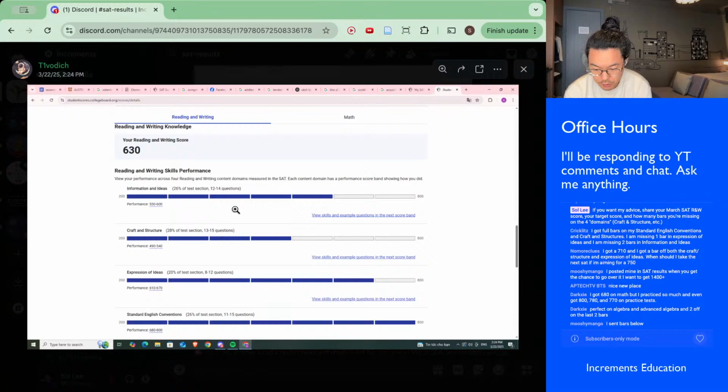Tivodik is 630 with expression, with perfect grammar, and weakness in craft and structure, especially with some weakness in expression of ideas. Actually, Tivodik is kind of interesting because he's kind of a combination of what I've said for the previous two students, but I would emphasize a lot more, especially if Tivodik's target score is for June or August, so there's a little bit of time.